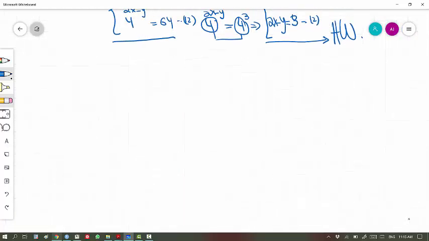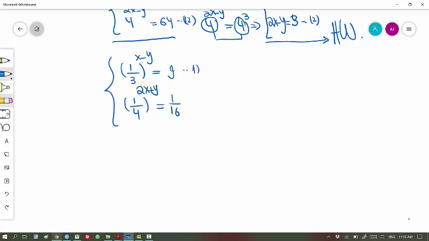One more example before we go to the last type of exponential equations. That's nothing but 1 over 3 to the power of x minus y is equal to 9, and 1 over 4 to the power of 2x plus y equals 1 over 16.